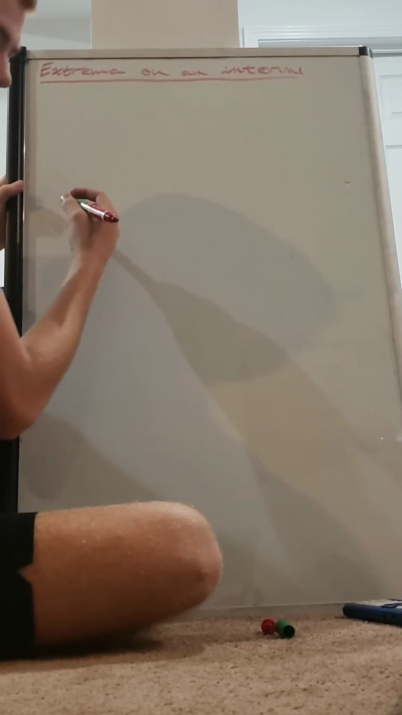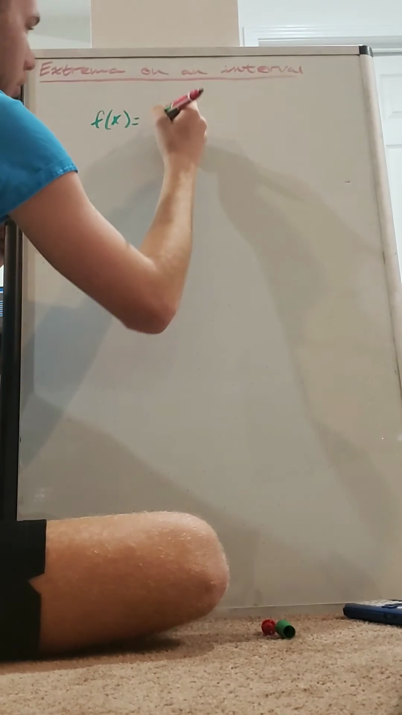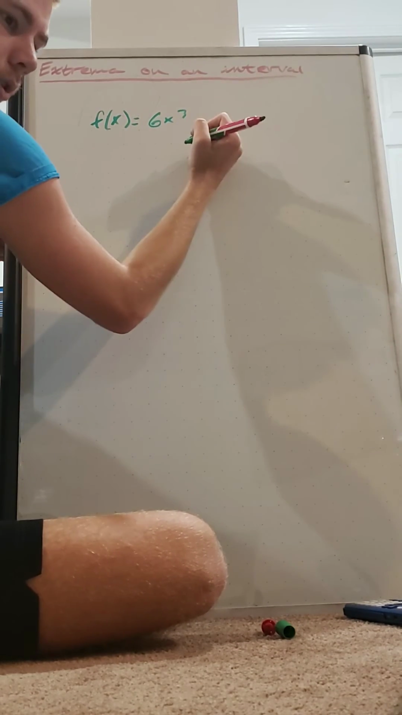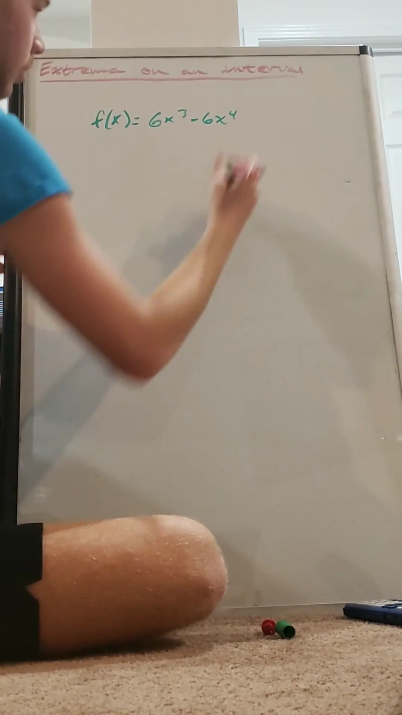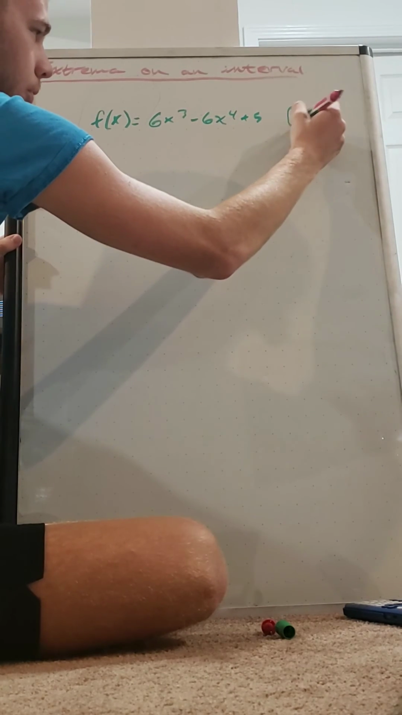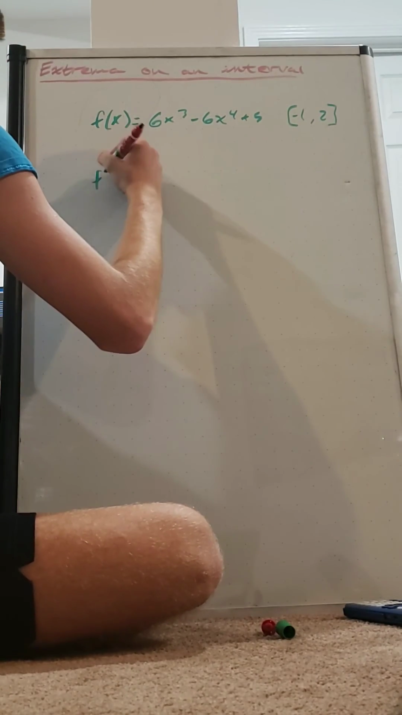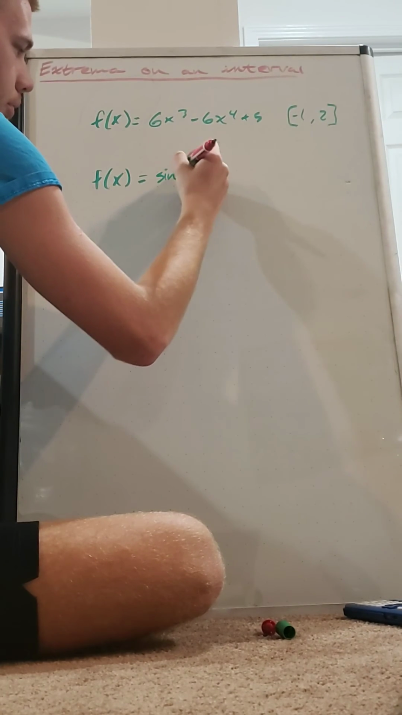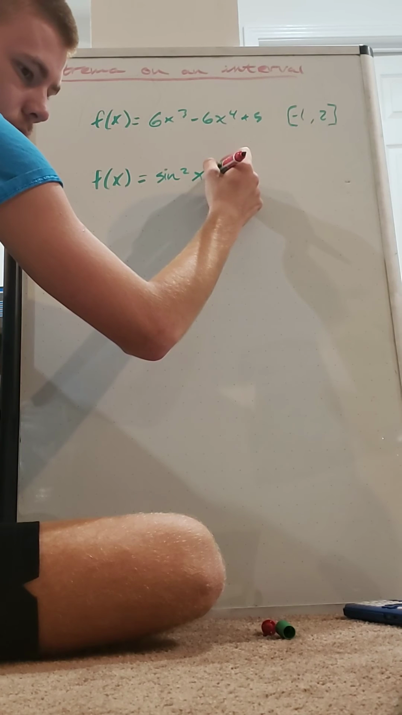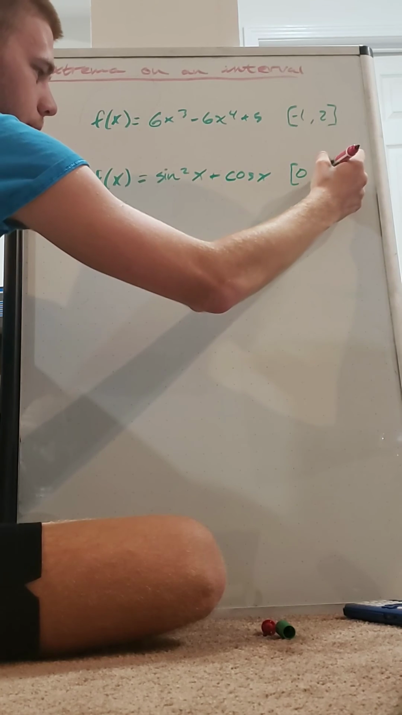And for extra practice, this first one's kind of the first one we did. If you want to try these on your own, we have 6x cubed minus 6x to the 4th plus 5 on the interval -1, 2. And another one to try could be sine squared x plus cosine x on the interval 0 to 2 pi.